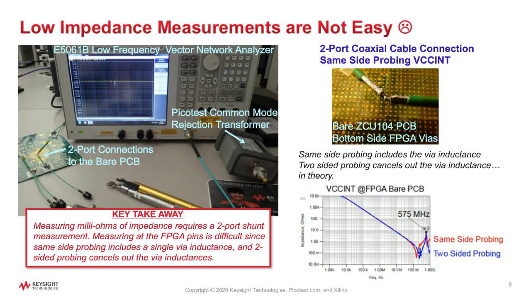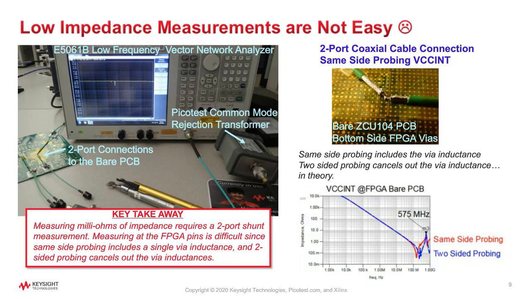The picture in the upper left shows the E5061B network analyzer that is ideal for measuring low impedance power rails from 5 Hz to 3 GHz by using the S parameter ports to make a two-port shunt through measurement. The two-port shunt measurement accuracy at low frequency is improved by installing a J2012B Picotest common mode rejection transformer on S parameter port 2 of the network analyzer.